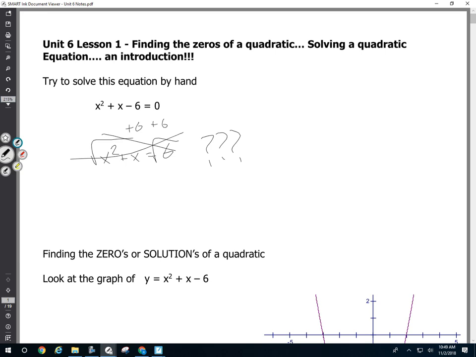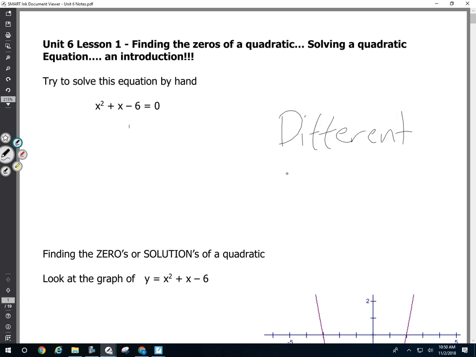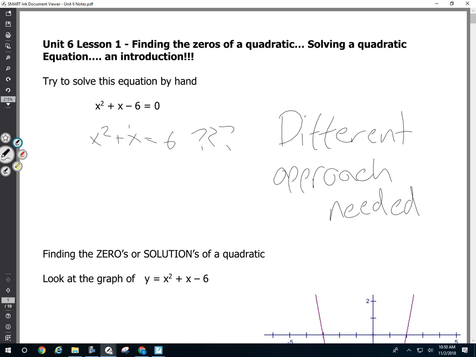So it's different. We're not going to be able to solve these equations like we solved regular equations, by isolating a variable. We can't isolate x when we have x squareds and x's. We need a different approach. Isolating x, not possible.